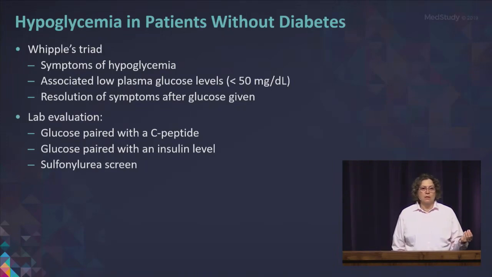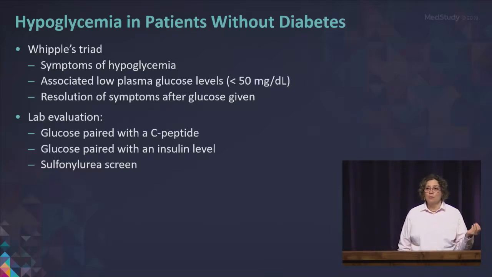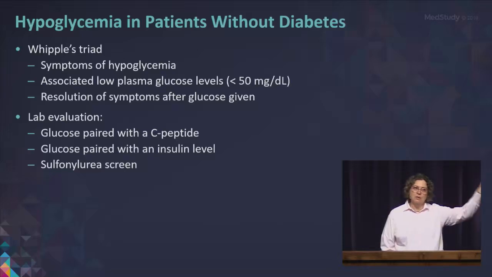Next thing we're going to do is find a time where you are actually going to go low, less than 50, and I have to pair my labs with it. Because remember, there's no such thing as a normal C-peptide or normal insulin level. It's all in the context of what my sugar is, right?